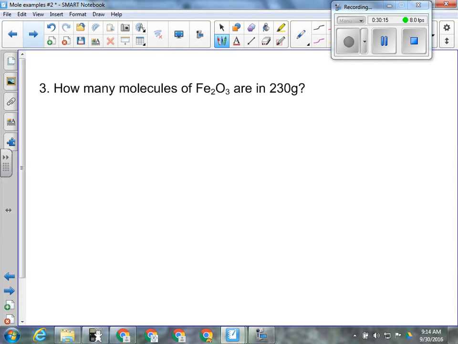All right, how many molecules? Well, this one outright says how many molecules. So we know in this one we've got to solve for how many molecules, and we're going to need this number. What is that number again? It's Avogadro's number, and what does it mean? Right, how many particles are in a mole? So we know the mass. They gave it to us, 230 grams. And they told us that this is iron 3 oxide.